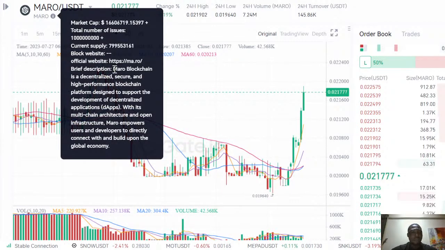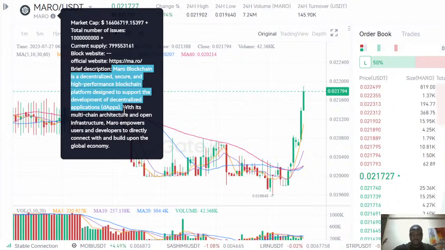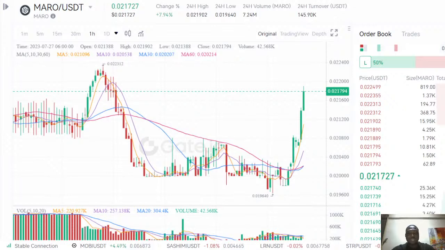We can say, okay, the micro blockchain is a decentralized and secured platform blockchain designed to support the development of decentralized applications. That is what this project is really all about, which gives you a sign that, oh yes, this is a good project that I can look into.